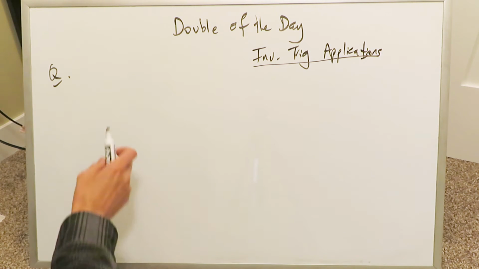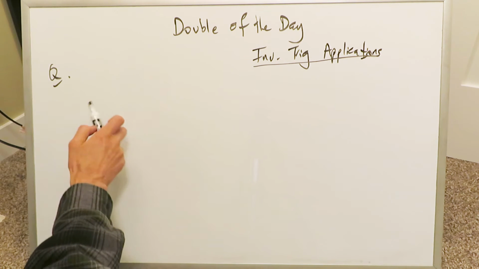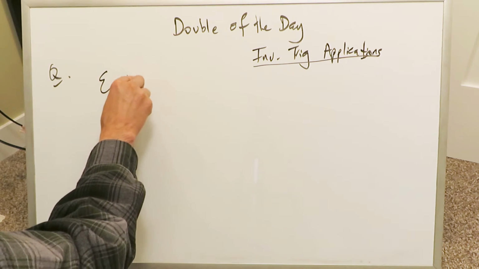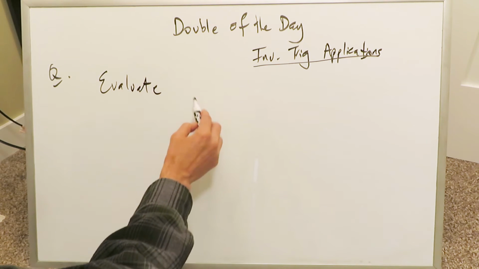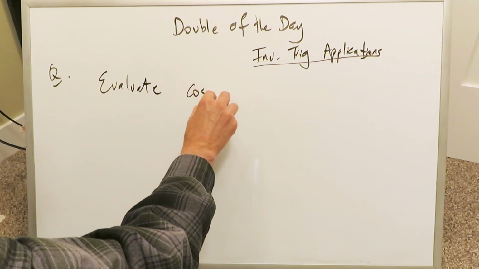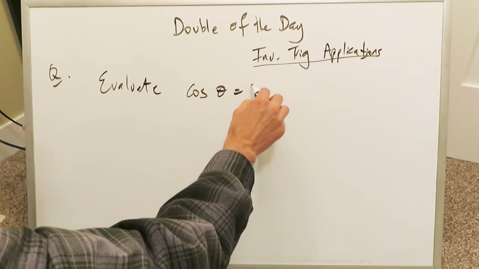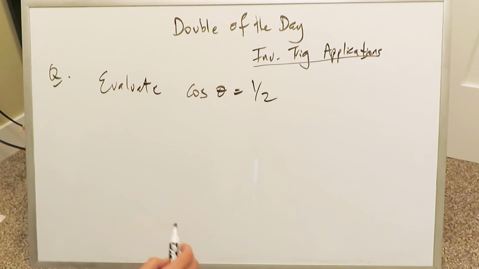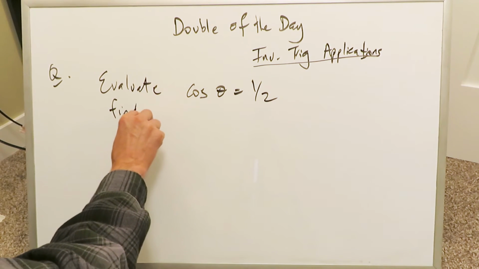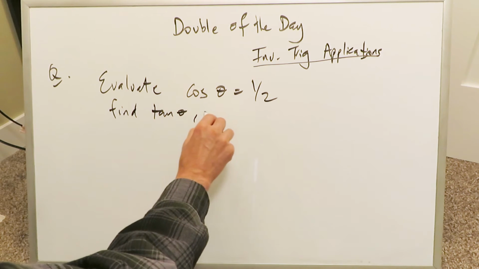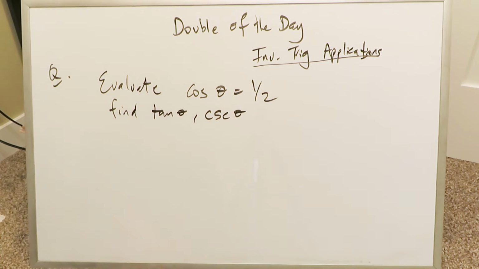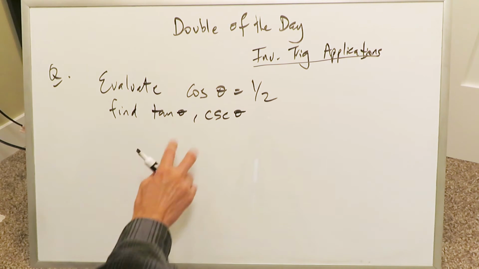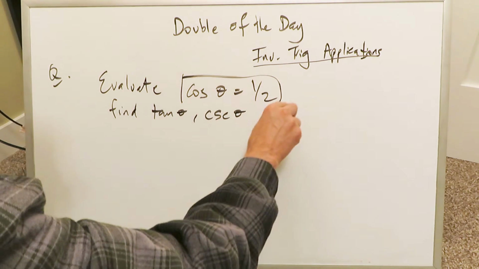We will proceed from an easy to a hard question, and we'll look at 2 questions. We're looking here at evaluate. Let's say cosine theta is equal to 1 over 2. We have to find tan theta, and we'll say we have to find cosecant theta. That's what we're doing. We're not going to find all 6 from this, we'll find only 2.